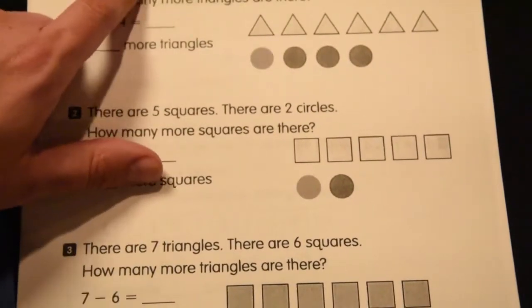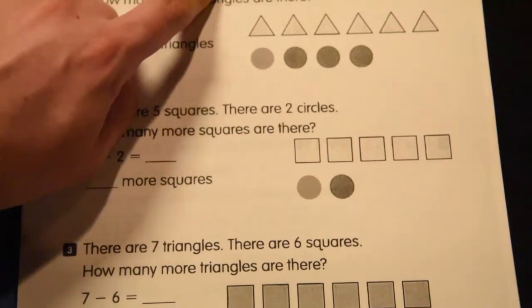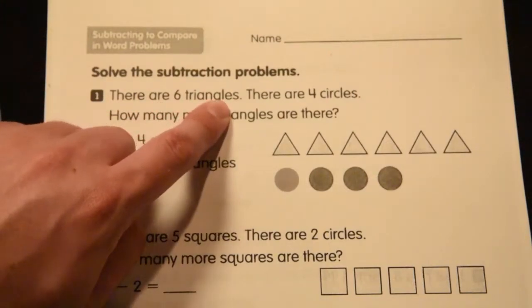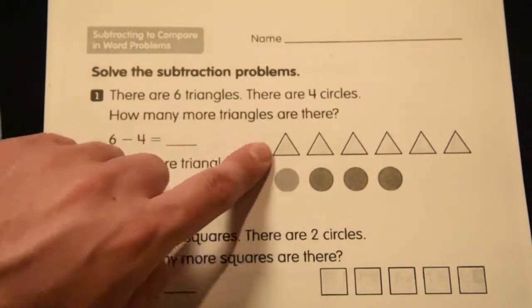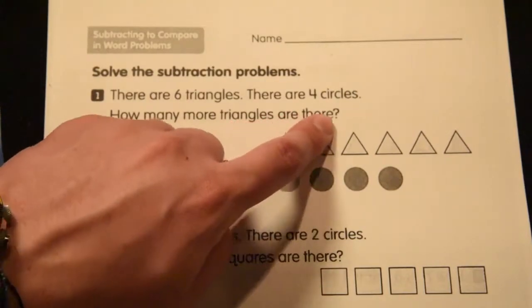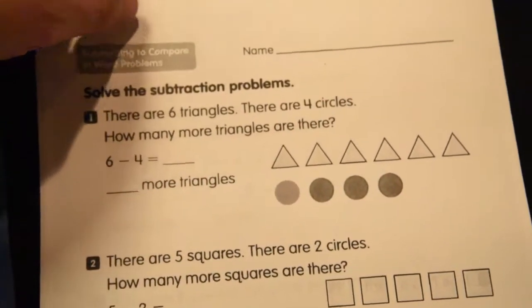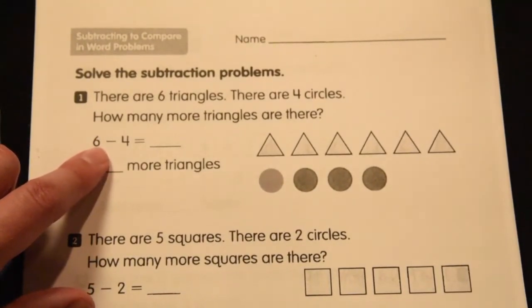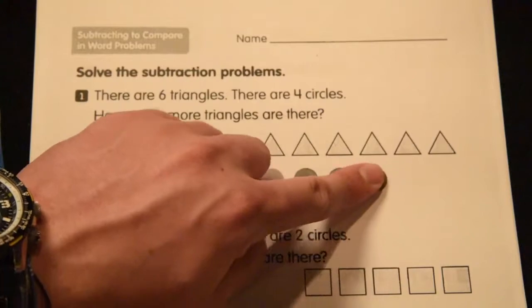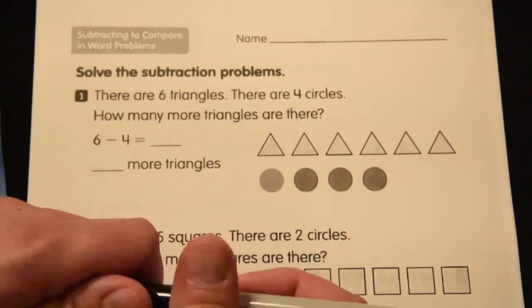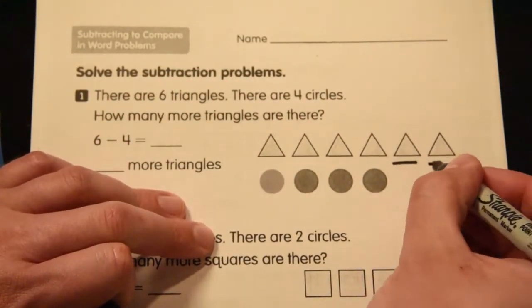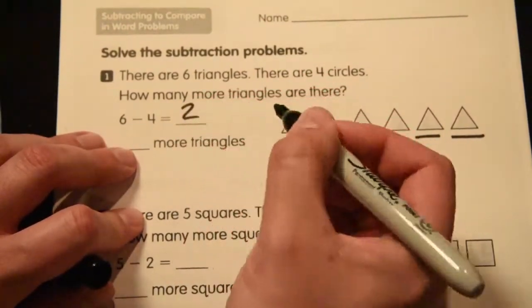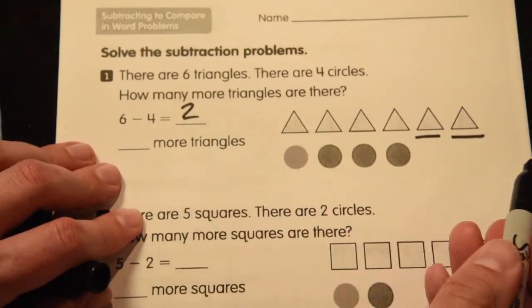So here it says, solve the subtraction problems. There are 6 triangles. There are 4 circles. How many more triangles are there? So it's asking you, there's 6 triangles. You're going to take away 4 circles, because it wants to find out how many more triangles are there?